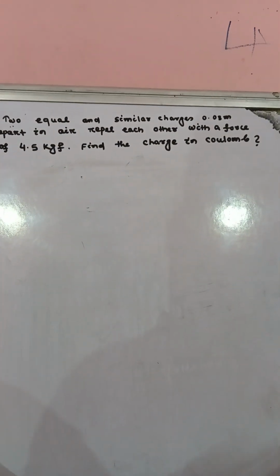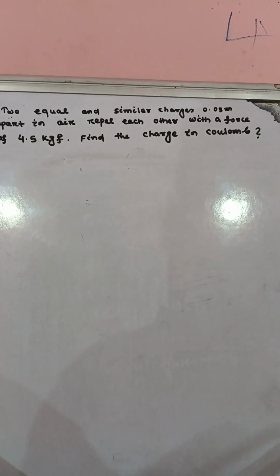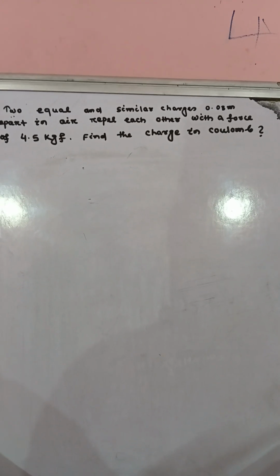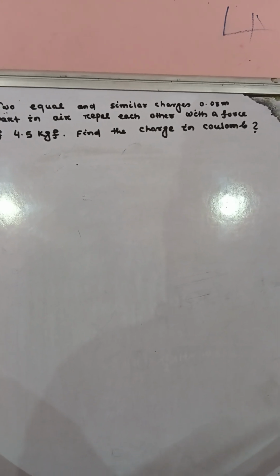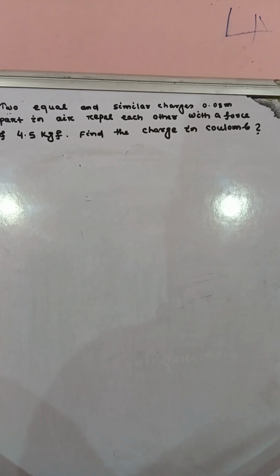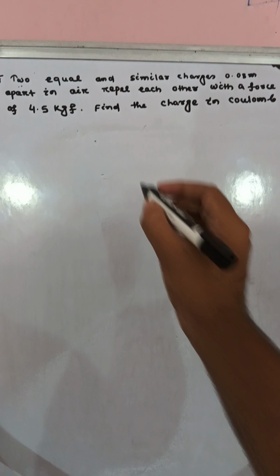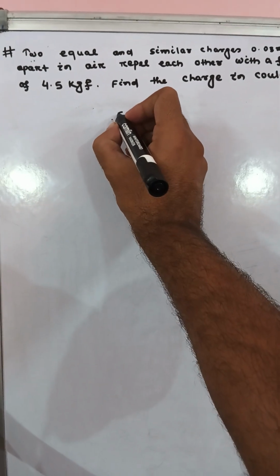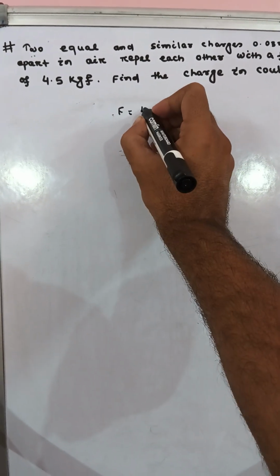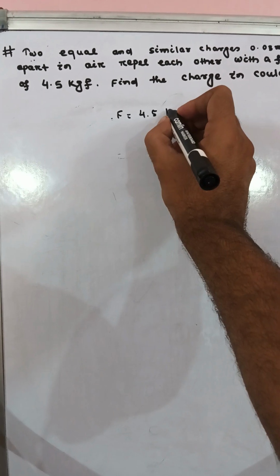Here is a problem. Two equal and similar charges, 0.03 meter apart in air, repel each other with a force of 4.5 kilogram force. Find the charge in coulomb. The force is given: 4.5 kgf.